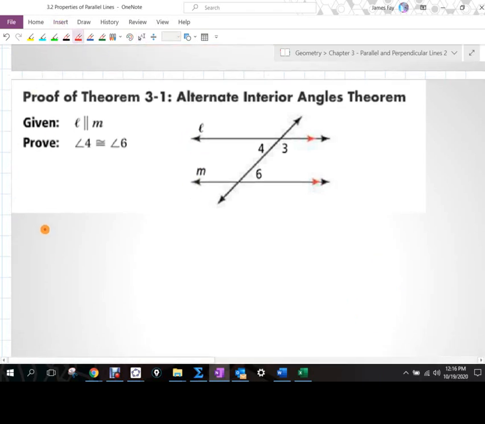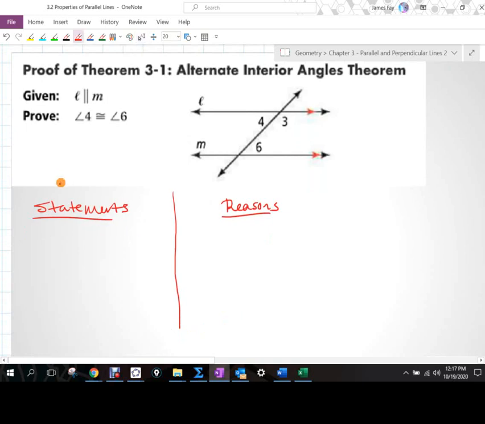So our first column is our statements column. Spell statements right. And our second column will be our reasons. All right, so first step is always given. So line L is parallel to line M. And that's given.